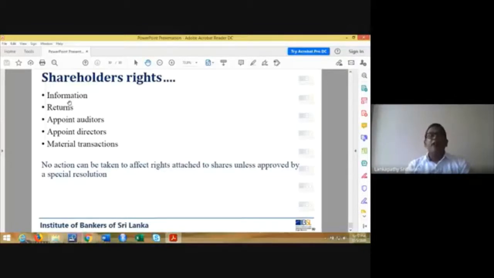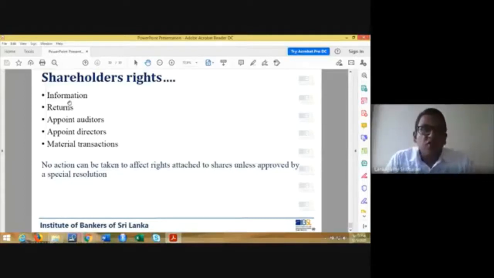And they have the right to get the returns, or decide the return. For example, the return declared by the company. And the third one is to appoint the auditors. That is also a shareholders' right. The shareholders at the general meeting can appoint the auditors and appoint the directors. These are the main rights of the shareholders. They can appoint the directors and they can approve the material transactions of the company. So related to these things, the shareholders have rights. No actions can be taken to affect the rights of shareholders unless approved by a special resolution.